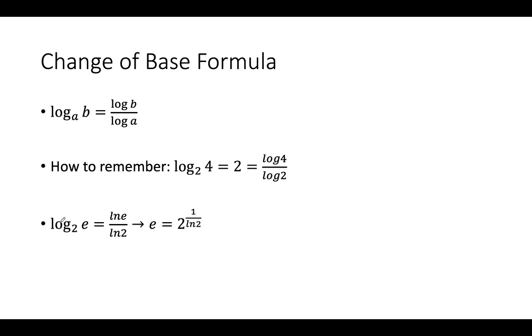And here's another useful thing you can see. Log 2 of e is ln of e over ln of 2, so e is 2 to the 1 over ln of 2. And this is interesting because it lets you estimate e if you can estimate ln of 2, which can be useful, for example, if you're trying to do a Monte Carlo approximation. But more on that later in a different video.